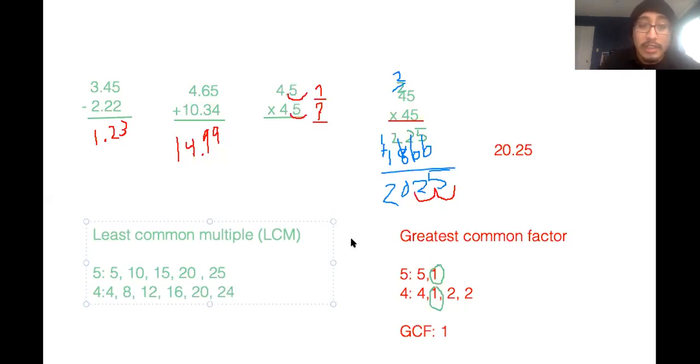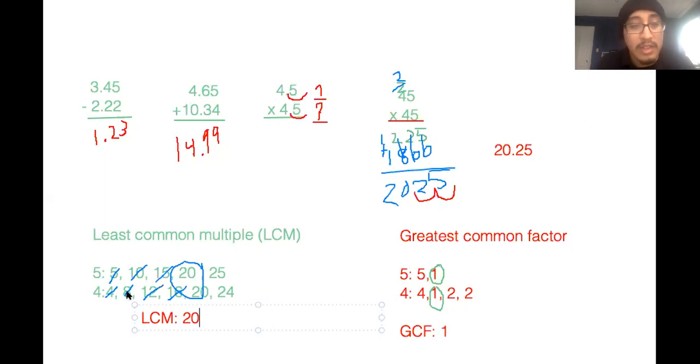For this one, your least common multiple means you're looking for the smallest number they both have in common. So let's check that out. Let's see what's the smallest number they both have in common. 5 and 4, nope, they don't have that in common. 10, any other 10, nope. 15 and 12, nope. 16, nope, they don't have 16 in common. 20 and 20, yep, they've got 20. So your least common multiple for this one is 20.